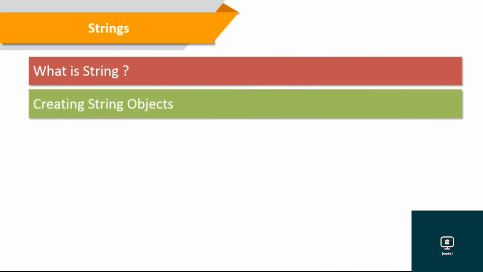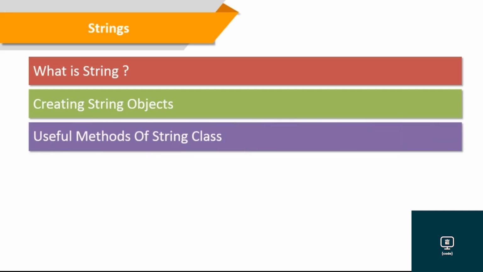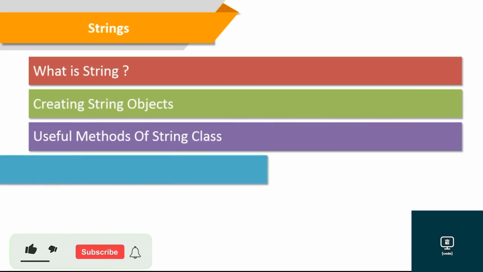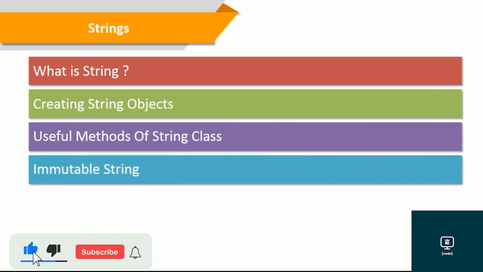So in this section, we will finally learn, I know you've been waiting for it, strings in Java. First, we'll learn the string class in detail, and then we'll learn how to create a string object. Then we'll go over a bunch of useful methods for the string class. And then we're going to cover why string is immutable.